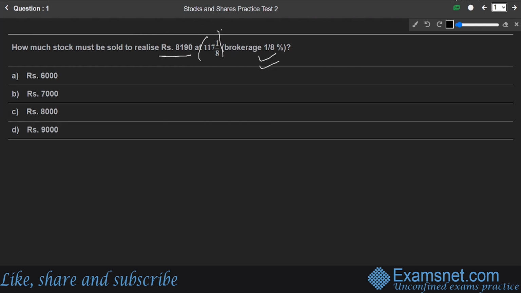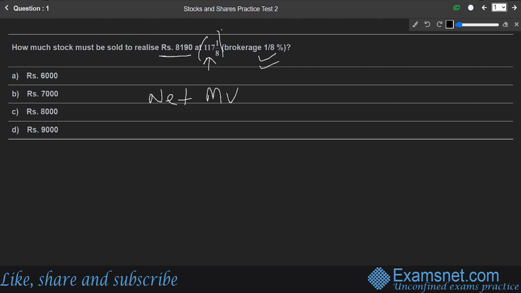First of all, he's saying that the market price is 117 1/8, but this includes the brokerage of 1/8. So we need to find out the net market value first. Whenever we get the net market value, then obviously using that we can find out how much stock is to be sold to realize that 8190 rupees. So let us first find out the net market value.